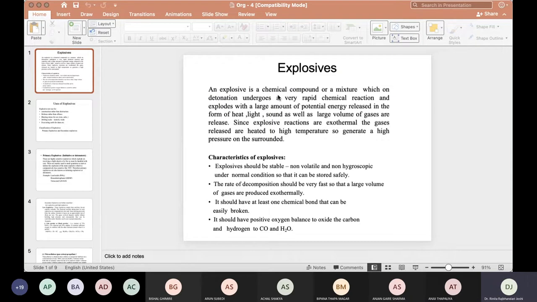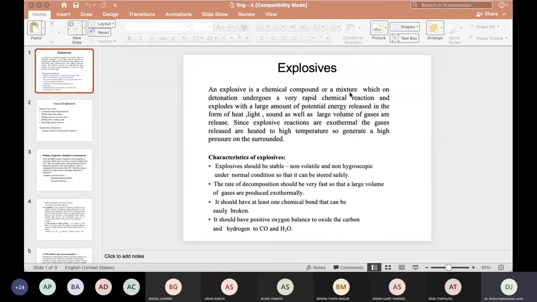If you are asked to write the definition of explosive, you can just imagine that explosive is a substance which explodes. But that is not enough. So we can define an explosive as a chemical compound or a mixture. It may be just one compound like TNT, or a mixture like dynamite, which on detonation undergoes a very rapid chemical reaction. Detonation means applying energy, because an explosive does not explode by itself. For the explosion, it needs some energy in the form of mechanical energy, thermal energy, or maybe electricity.